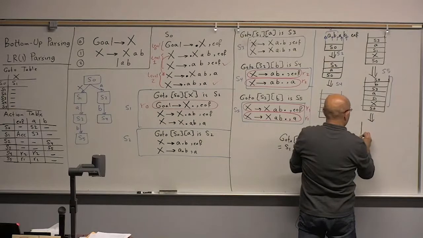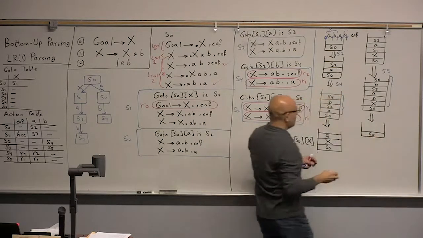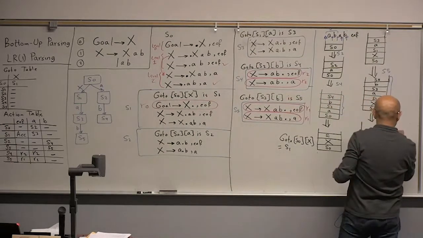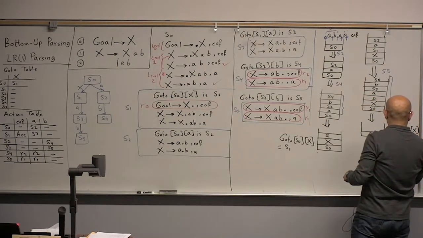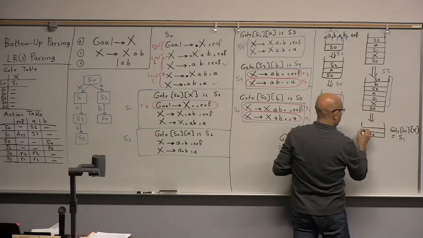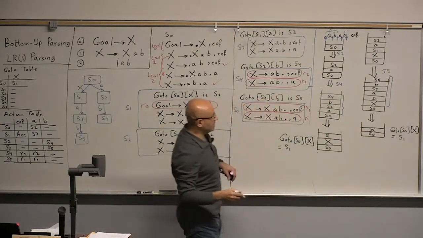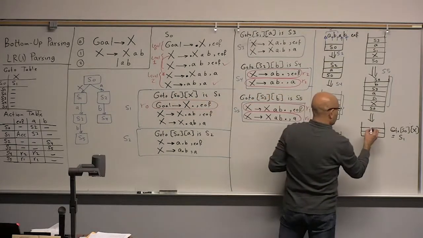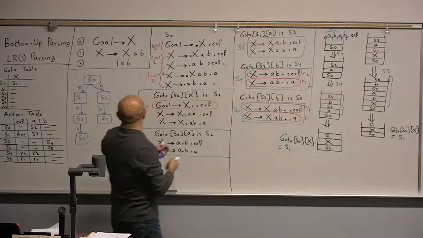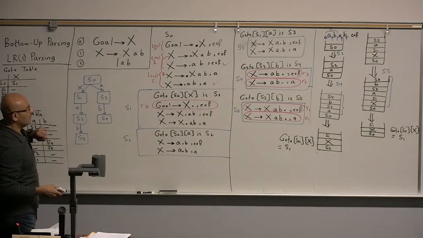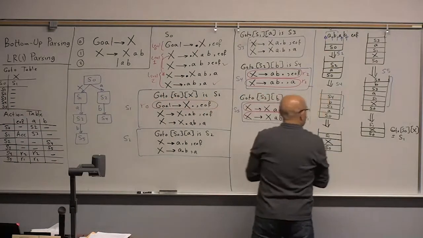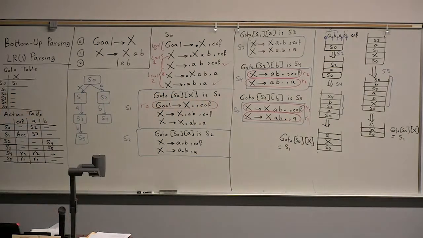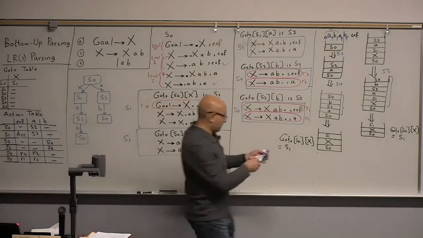So now we are here, and this is our base state. Now we look at go-to of S0 and X, and this is going to be S1. So we put the X, which is what we replace XAB with, and then we put an S1. So we are back in S1. Now we are in S1 and we are seeing end of file. So the table says accept, you are done. This is a valid string, so we just accept.